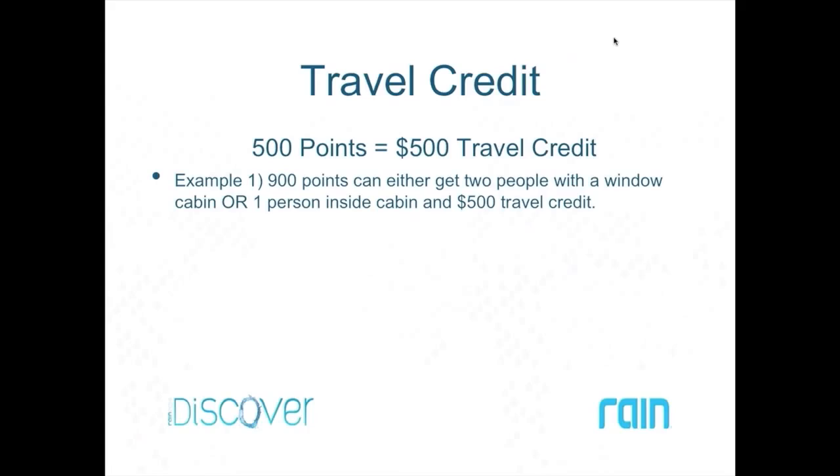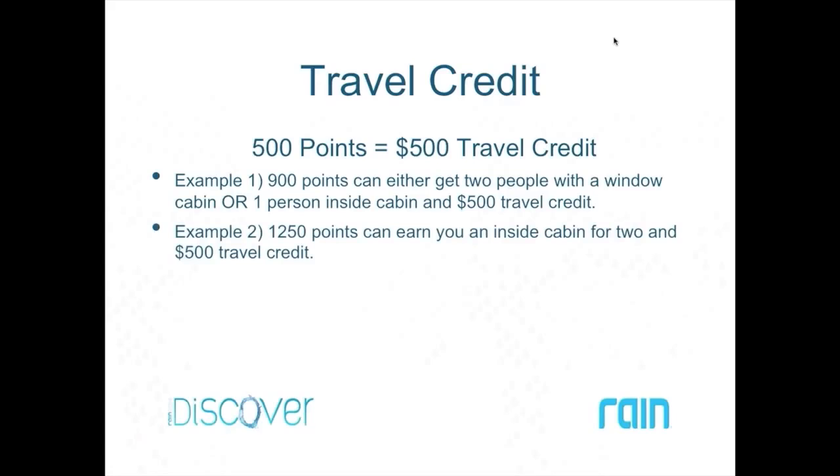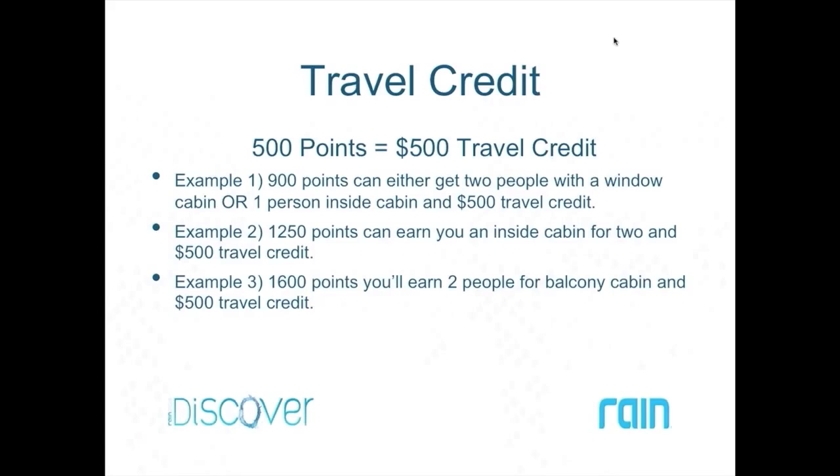If you have 900 points, you can either get 2 people in a window cabin, or you can get 1 person inside and have $500 travel credit to help you get out there as well. A couple other examples I've listed out here, but I'm really excited about this.